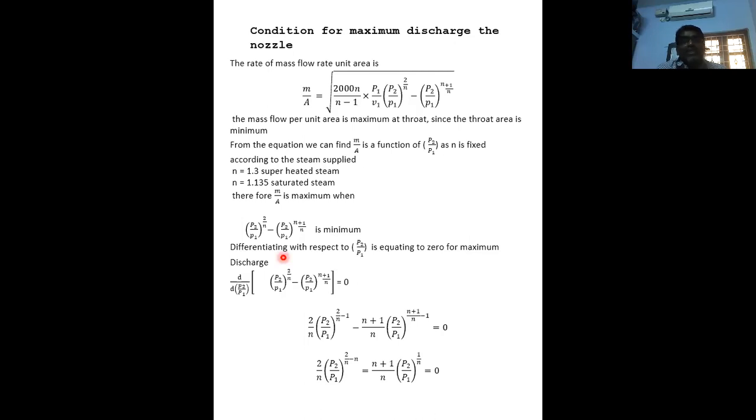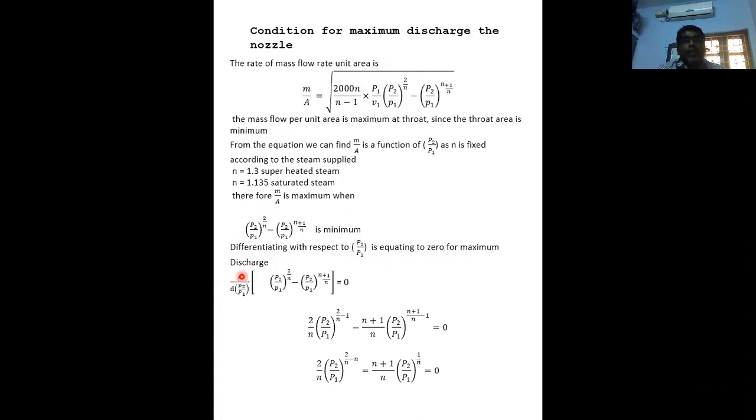So we want to study the maximum and minimum. We have to differentiate with respect to P2 by P1 and equate to 0 for maximum discharge. We have to find the maximum discharge in the convergent divergent nozzle. The maximum discharge happens at the throat, so that's why we use this formula.